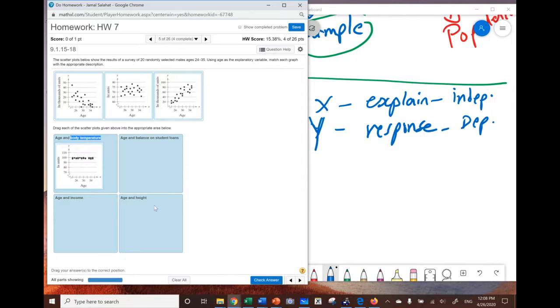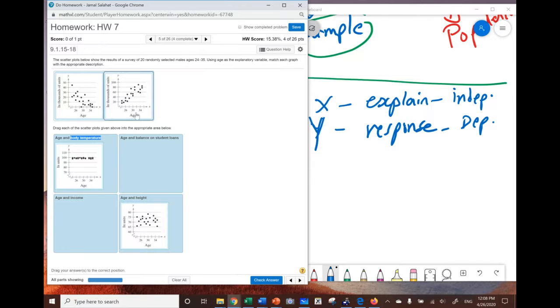Now, let's look at the height. Height is not in thousands, by the way, so it must be this one because the height of those people can be between 65 inches to under 80 inches. Okay. Now, what about the other two? One talks about age and balance on a student loan. One talks about age and income.